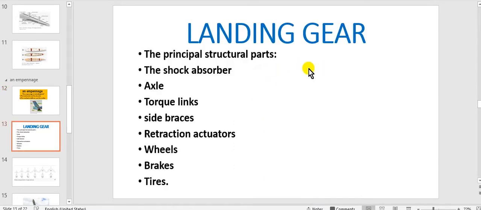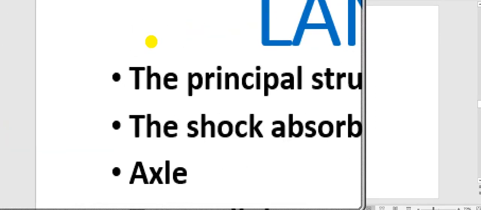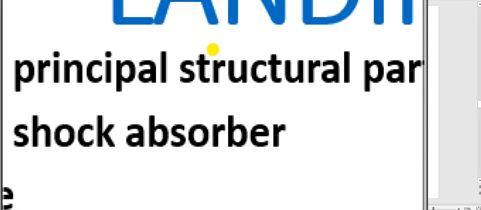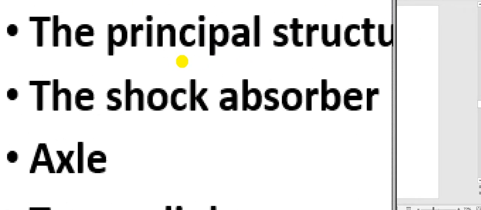We will go to the landing gear. For the landing gear, I zoom in here. The principal structure is the shock absorber. The shock absorber contains an outer cylinder and an inner cylinder. So these two cylinders make the shock absorber. The trunnion is the part which fixes the landing gear to the fuselage.